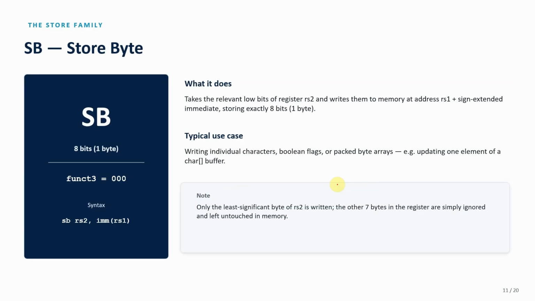Now, what is it that we are going to do in store byte? It is going to take the relevant low bits of register RS2 and write them to memory at the address which is generated using RS1 plus the sign-extended immediate value, storing exactly 8 bits, that is 1 byte, into my memory. So this is my store byte instruction. You can see over here SB RS2, immediate of RS1.